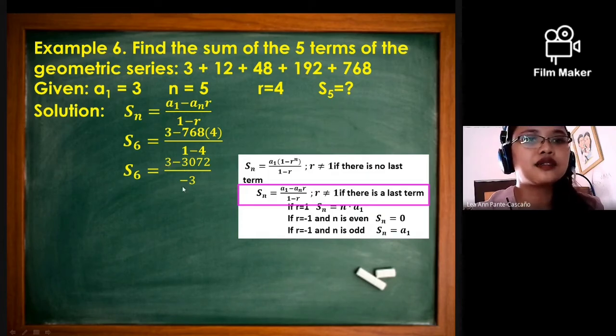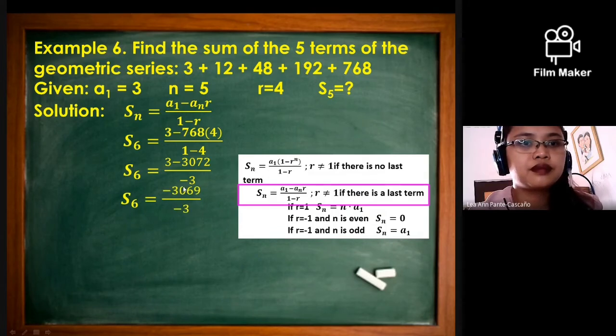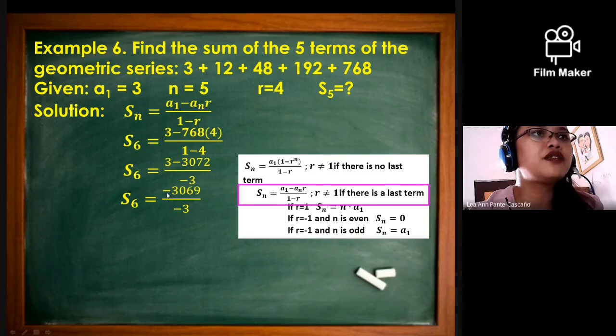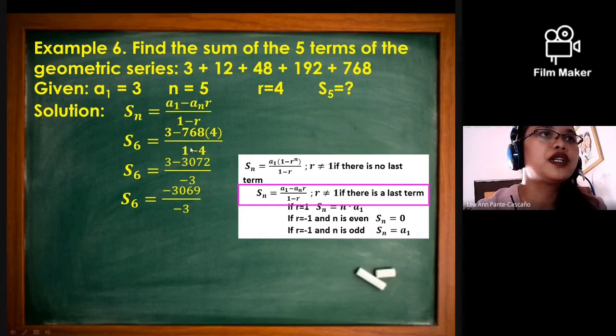Then subtract. Let's subtract. So 3 minus 3,072 is negative since 3,072 is higher than 3 and the sign is negative. So we have here negative 3,069. Negative 3,069 po. Then 1 minus 4 is negative 3.